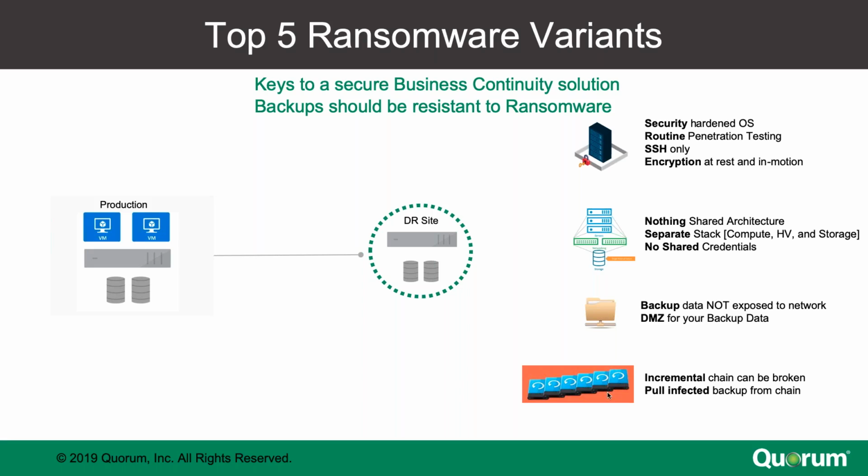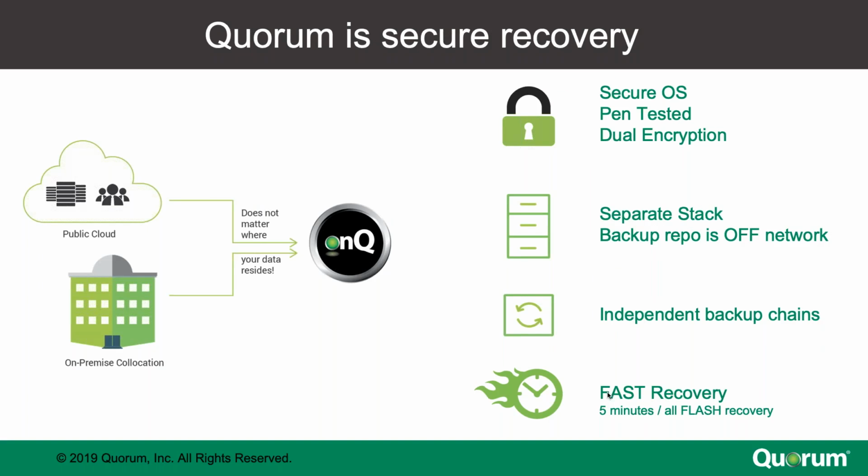This is what a secure backup and recovery and business continuity solution looks like. Now, this is exactly what Corum achieves. Corum has a technology called OnQ. It can live local, it can live remote, it can live up in the cloud or any combination thereof. It is designed to be secure. It's on an OS that routinely gets penetration tested. We do dual encryption in motion and at rest. We run ourselves as an entirely separate stack. Hardware, hypervisor, management, totally separate stack. The key here is the backup repo, the place where we store backup data. You can't see it. You're not going to be able to find it.